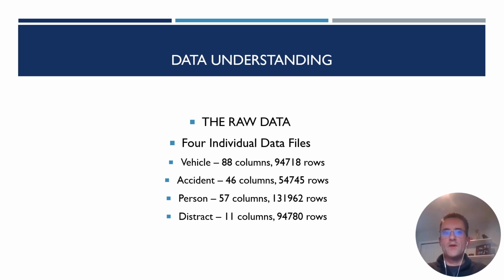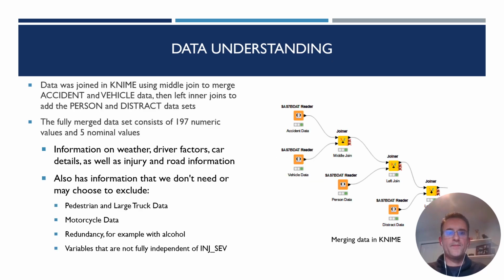Thank you, Grant. The raw data we were given consists of 4 independent data files, each consisting of a different number of columns and rows. The first task to understand the data was to merge it into one complete data set. This was done in KNIME with joiner nodes, first using a middle join for accident and vehicle, then left inner joins to add person and distract. This resulted in a complete data set containing 126,713 rows with 197 numeric values and 5 nominal values.